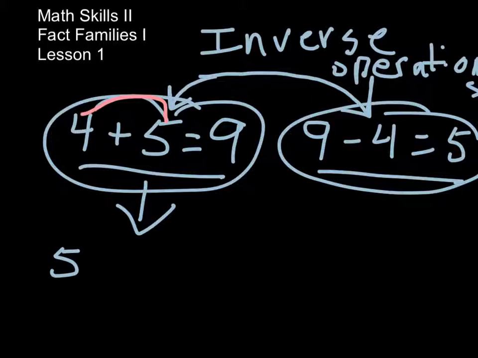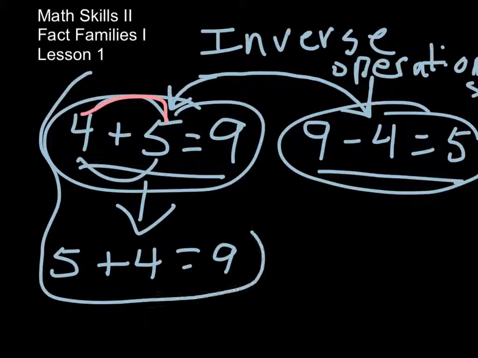So when I'm adding two numbers and I switch the order, that has a certain name, and that's called the commutative property. And the commutative property says that the order you add two numbers doesn't make a difference because they're still going to add up to the same sum or total. So for example, I can simply switch these around. So 5 plus 4 is equal to 9. And again, these would be a fact family because I'm using the same digits to create two equations or two problems.